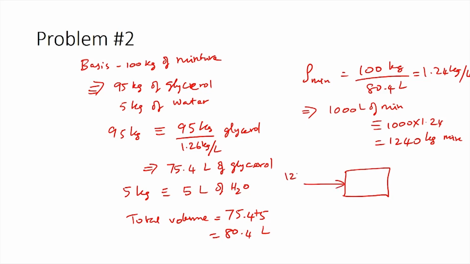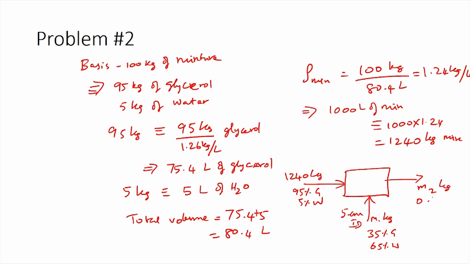You would have 1240 kilograms of 95% glycerol, 5% water coming in. You also have M1 kilograms of 35% glycerol, 65% water coming in through a pipe with an inner diameter of 5 centimeters. So, the final flow stream is, let us call it M2 kilograms, and this contains 60% glycerol and the rest 40% is water.